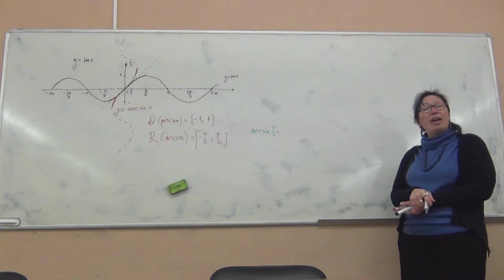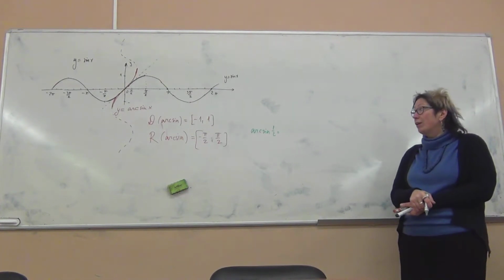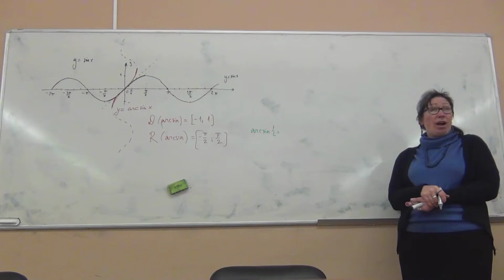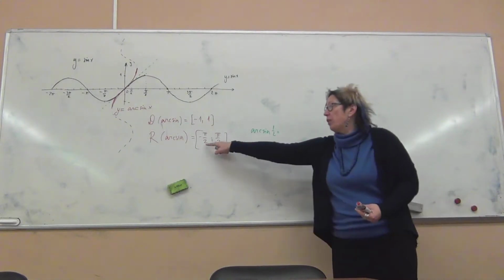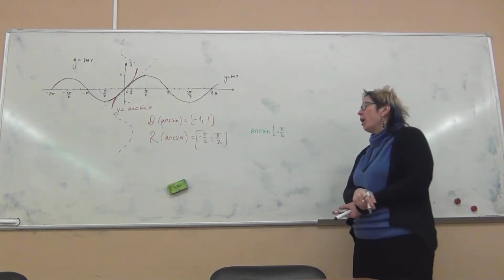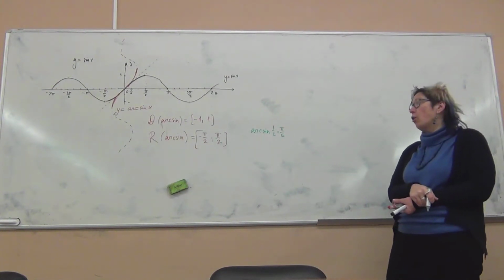What is the arc sine of 1/2? Pi over 6. Yes, it is the angle whose sine is 1/2, and the angle from this interval. So yes, pi over 6. Arc sine of 1/2 is pi over 6.